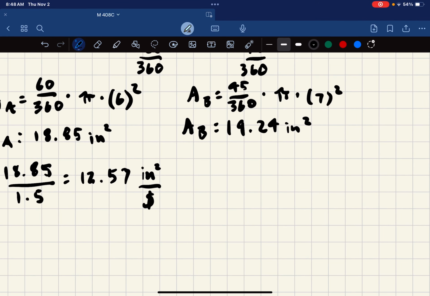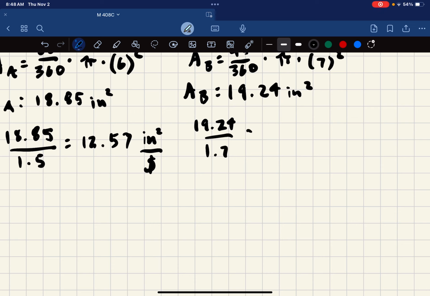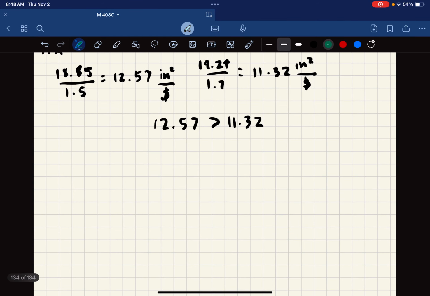Now we do the same thing over here. 19.24 divided by the price of this one, which is 1.7, gives us, plugging this into our calculator one more time, 11.32 inches squared per dollar. So now obviously, which one is the bigger one? Well, it looks like A, because 12.57 is greater than 11.32, so therefore slice A is a better deal.